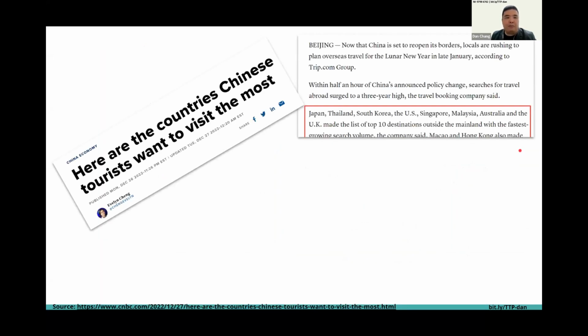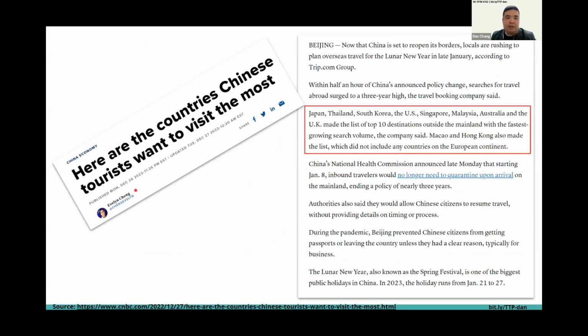According to an article, the countries that Chinese tourists most want to visit are Japan, Thailand, South Korea, US, Singapore, Malaysia, Australia, and the UK, which all make it to the top 10 destinations outside of the mainland. So CapitaLand Ascott Trust is also a beneficiary if Chinese tourists go to these countries, because there is always a chance that they will stay at one of the hotels or one of the properties under this trust.